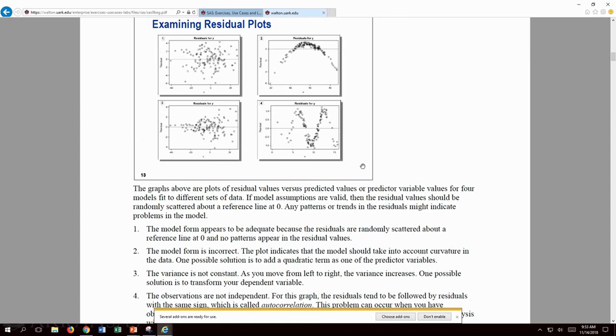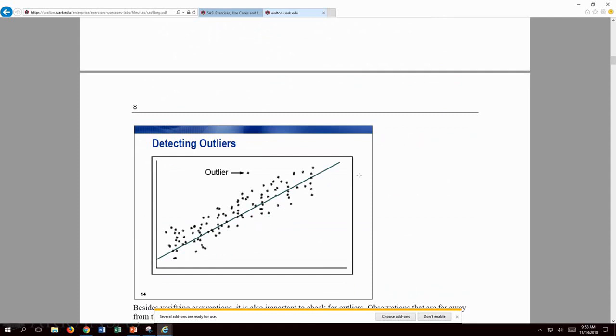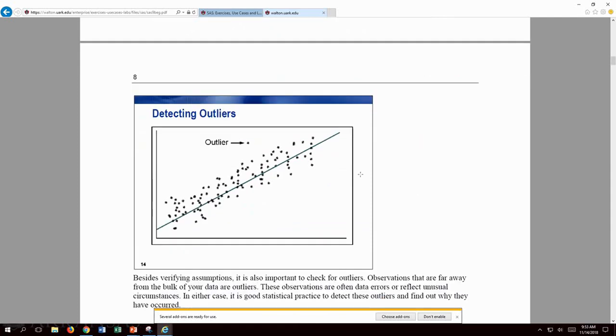Can you use residual plots for finding outliers? Yes, absolutely. Oh look, detecting outliers. Man, it's like all prepped and ready for answering questions. I was starting to make slides last night, pulling all the information off here, and I'm like, nope, I'm just going to use this.